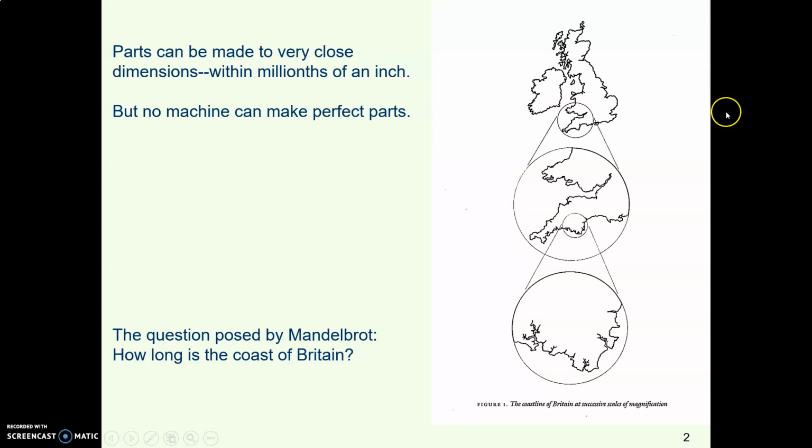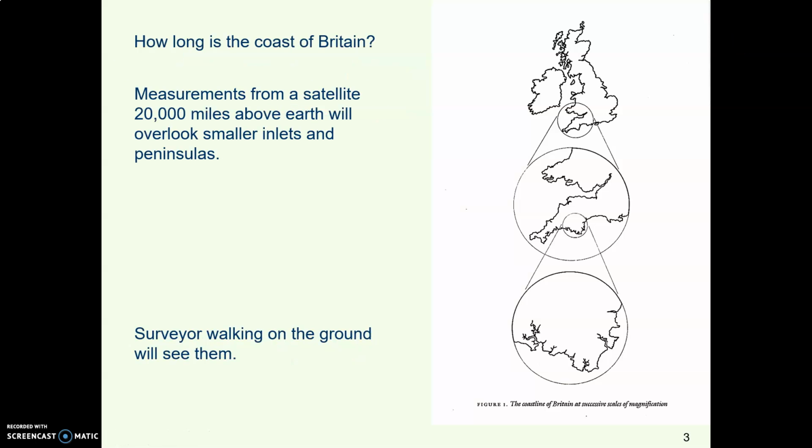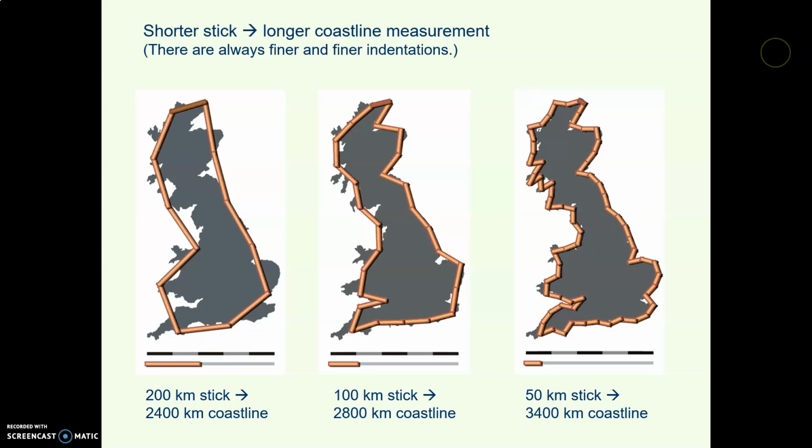And to think about this, you might want to think about the idea of fractals. This mathematician, Mandelbrot, in 1967, published an article, and the title of the article was "How Long is the Coast of Britain?" And it turns out there is no one answer. If you're way up above the Earth in a satellite, it's going to look smoother than if you're a surveyor down walking on the ground and seeing all the bumps and inlets.